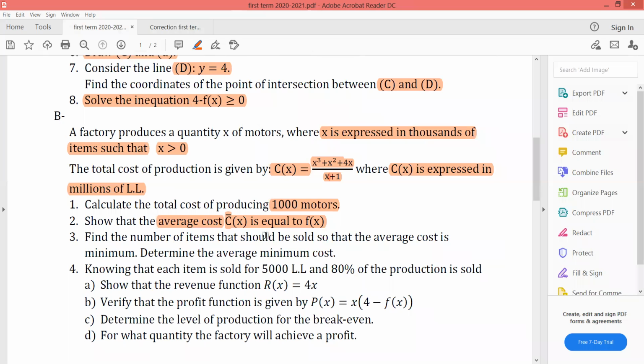Find the number of items that should be sold so that the average cost is minimum.